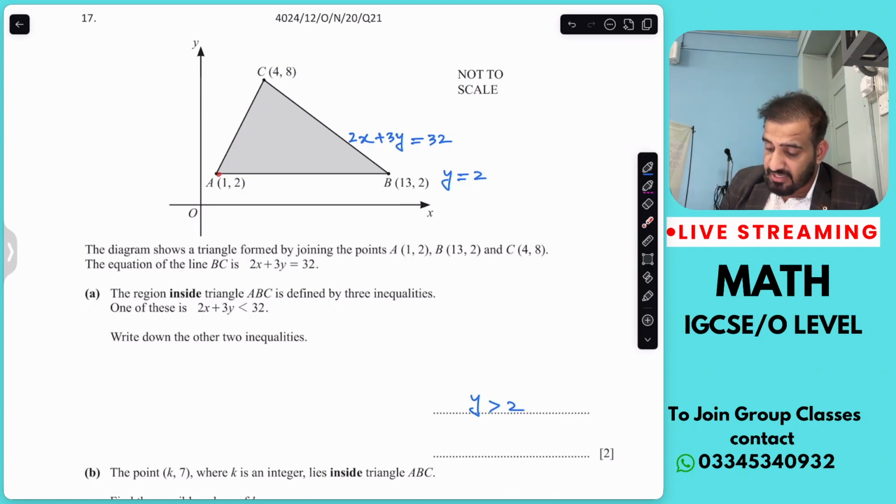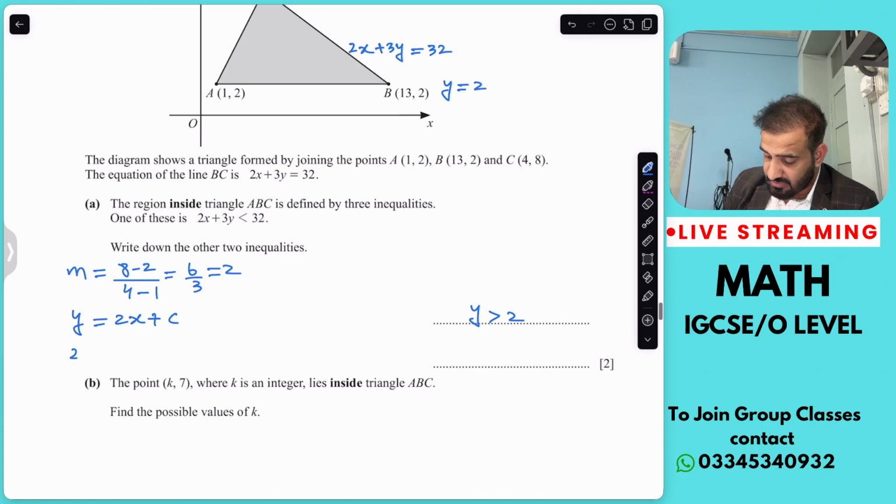Now, first of all, let's find the equation of this line. How to find the equation of AB? Let's find the gradient: 8 minus 2 over 4 minus 1, which is 6 over 3, which is 2. So y is equal to 2x plus c. Let's find c. 2 is equal to 2 into 1 plus c. So my c is 0.